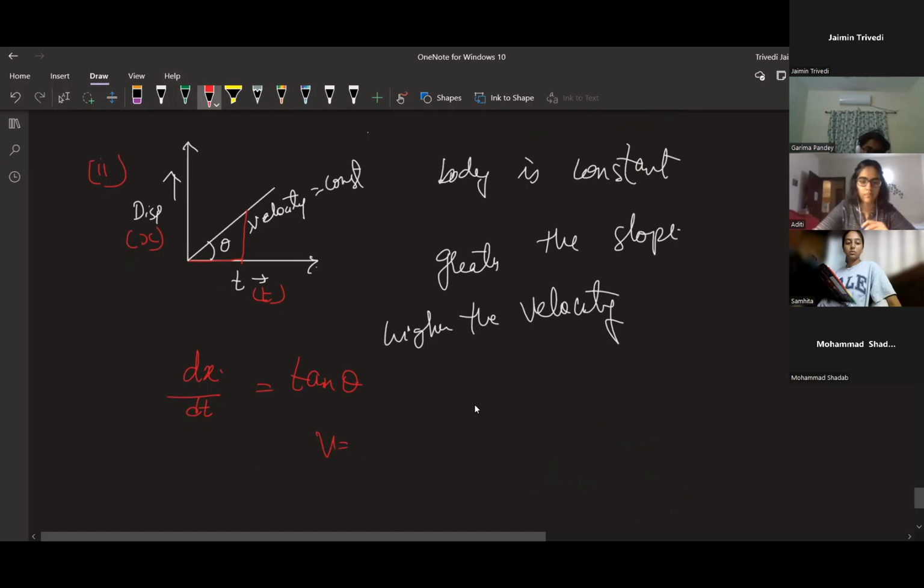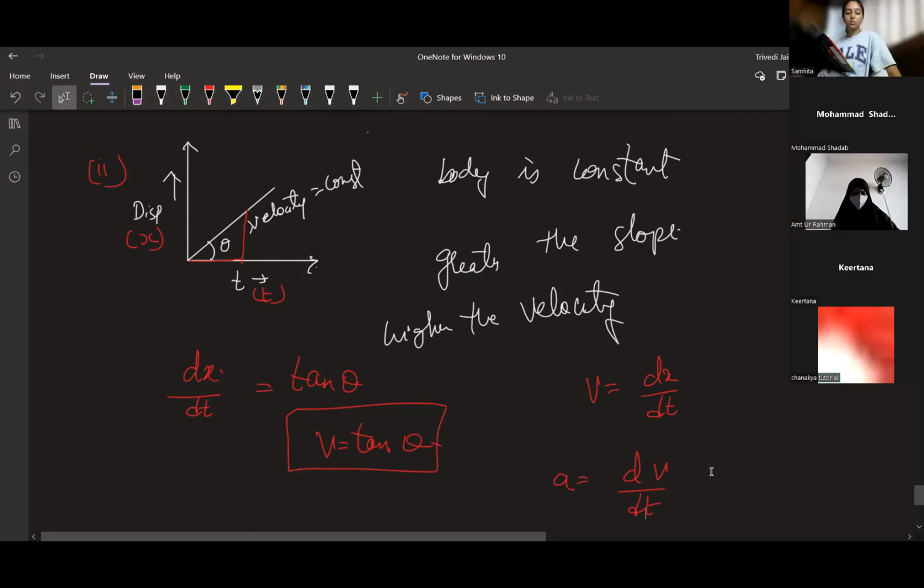So v equals tan theta. Now to find velocity, we differentiate displacement with respect to time: dx by dt. To find acceleration, we differentiate velocity with respect to time, so dv by dt.